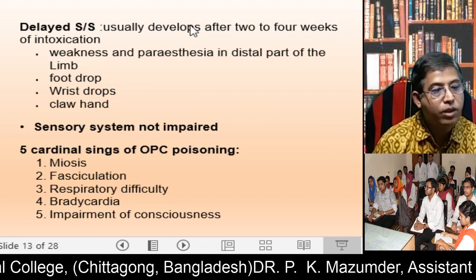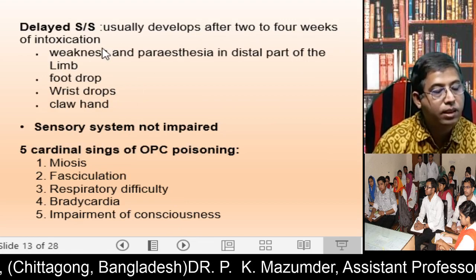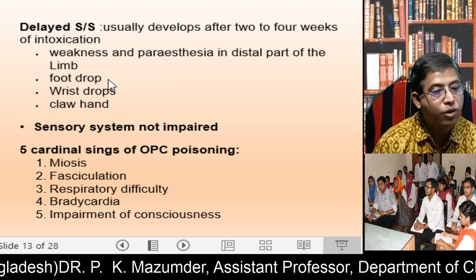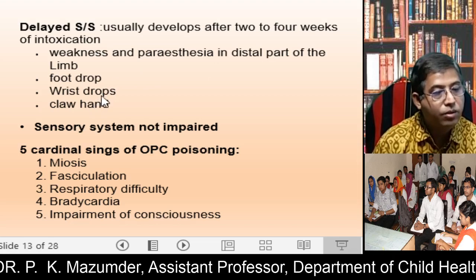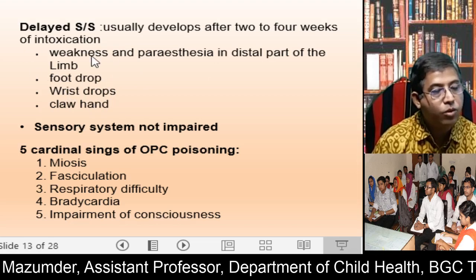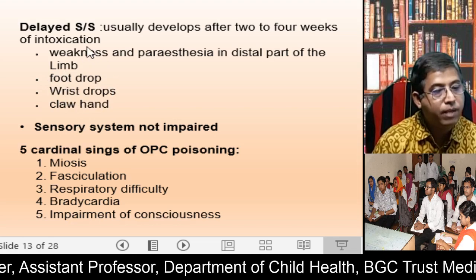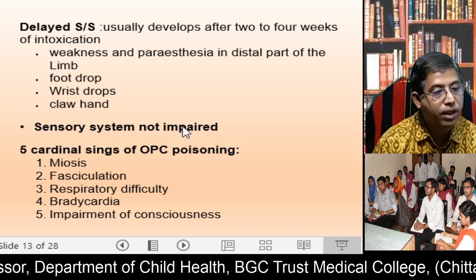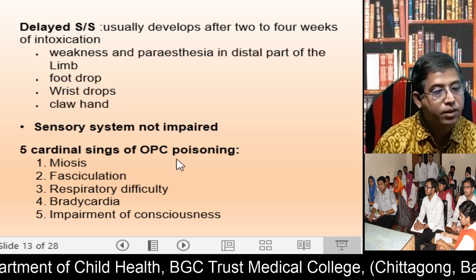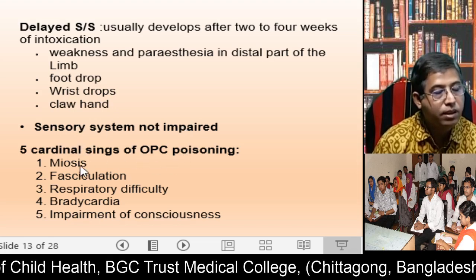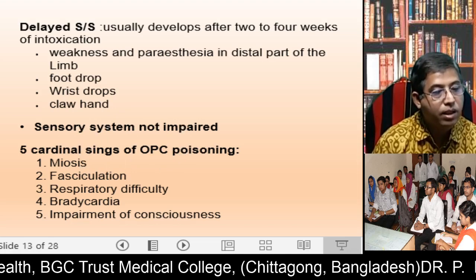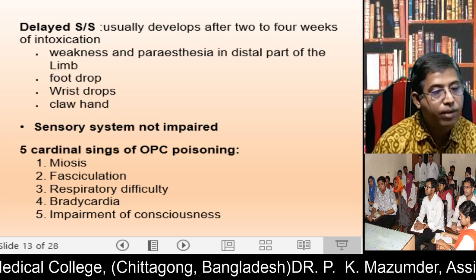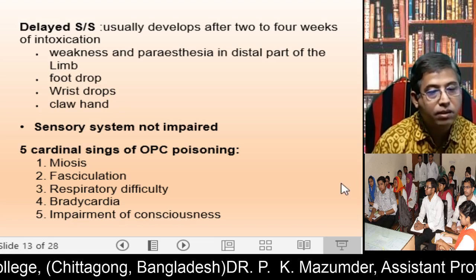And delayed signs and symptoms usually develop after 2 to 4 weeks of intoxication, characterized by weakness and paraesthesia in the distal part of the limb, foot drop, wrist drop, claw hand. So you should remember, after 2 to 4 weeks, late presentation of OPC occurs. Sensory system is not impaired. There are 5 cardinal signs of OPC poisoning: miosis, that is constriction of the pupil, fasciculation, respiratory difficulty, bradycardia and impairment of consciousness.